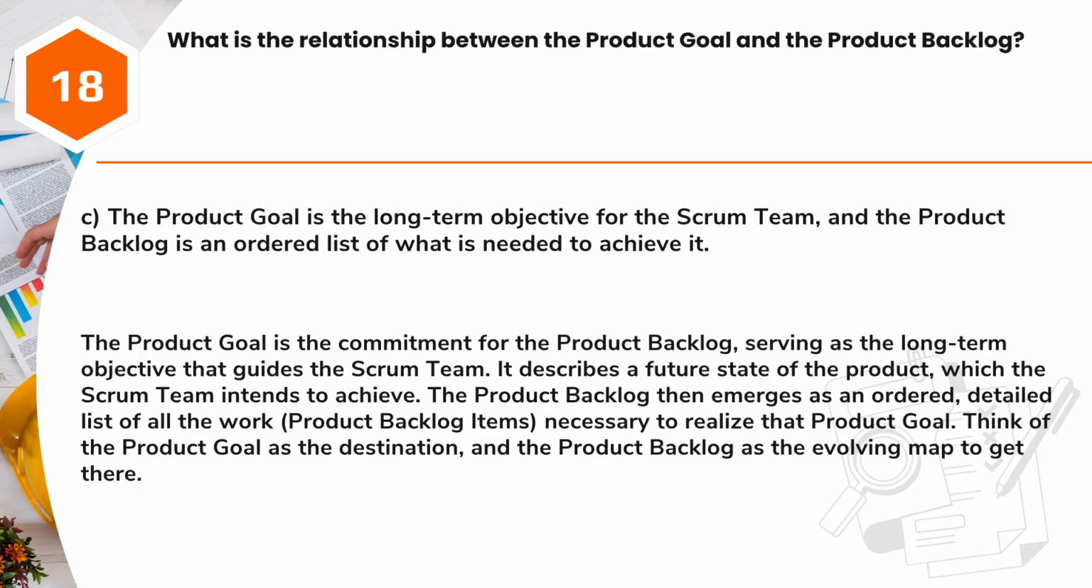The product backlog then emerges as an ordered, detailed list of all the work, product backlog items, necessary to realize that product goal. Think of the product goal as the destination, and the product backlog as the evolving map to get there.